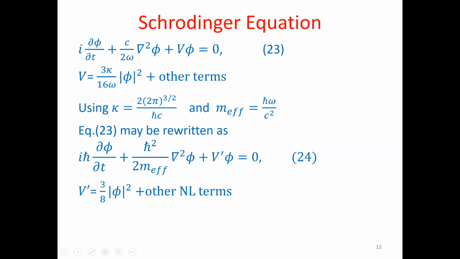So let us return to the Schrodinger equation. Using this relation between kappa and Planck's constant, and defining the effective mass as h bar omega over c squared, we can write equation 33 as the Schrodinger equation in its standard form with potential V dash, which has a self-trapping potential and other terms.